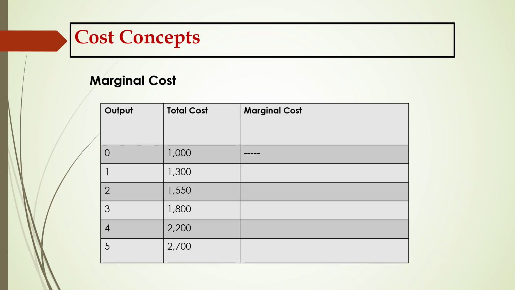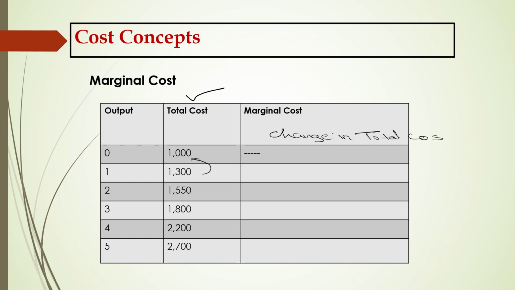So here you can see marginal cost. For calculating marginal cost, we have to take into consideration only the total cost. And what is marginal cost? Change in total cost. So when the output is 0, total cost is 1000 because this is a fixed cost. So the marginal cost will be dash. When the company is making one product, the total cost increases to 1300. So what is the marginal cost? What we have to see? Change in total cost.